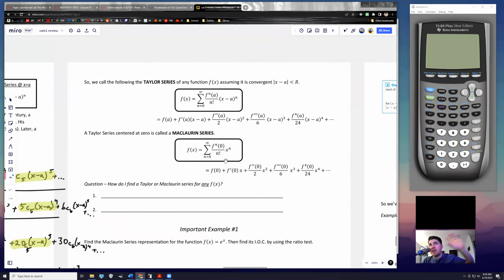And so on the next page, the summary conclusions are listed there. The Taylor series of a function, and notice it says assuming it converges in its interval of convergence. So again, as I was saying at the beginning of lab, it has to converge to the function.